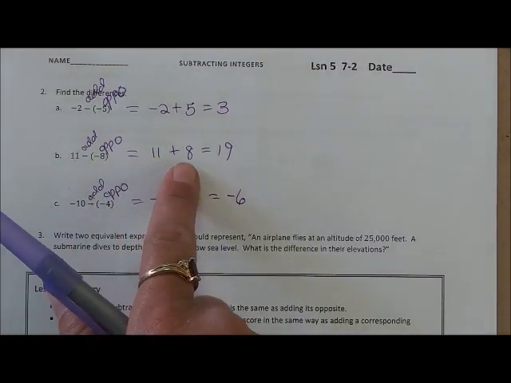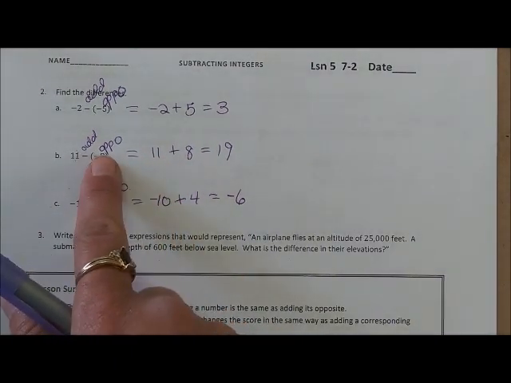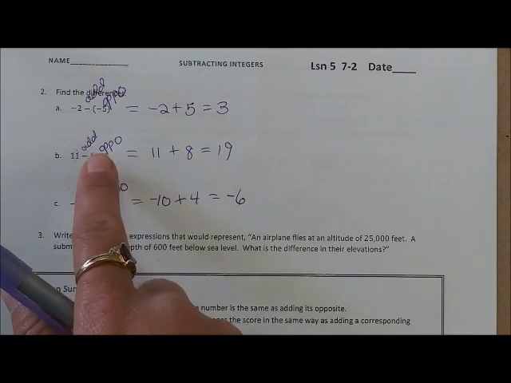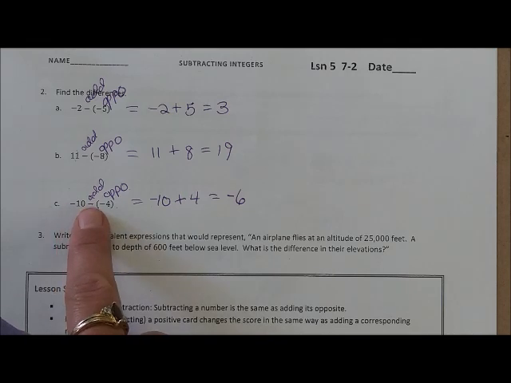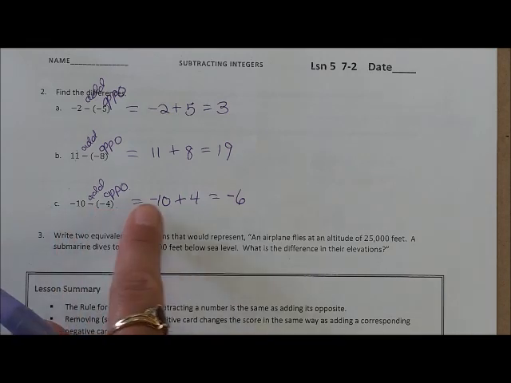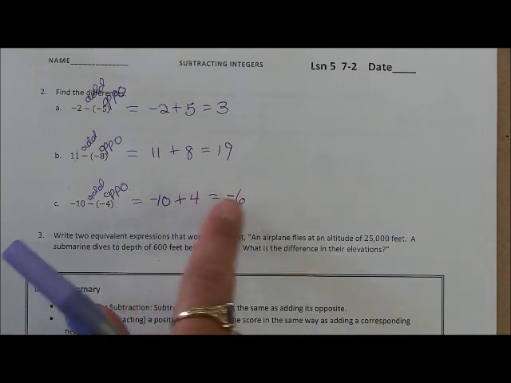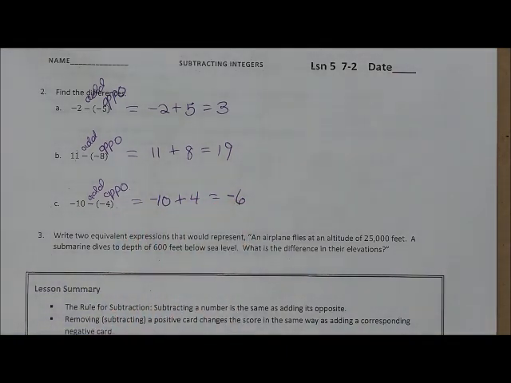Next one is a question from like elementary school. 11 plus a regular 8. The opposite of a -8 is a +8. Comes out 19. And -10 plus the opposite of a -4, which is a +4, comes out -6. There's more negatives, so my answer ends up being negative.